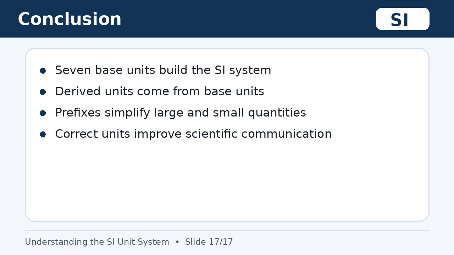The International System of Units provides a universal language for measurement. It is based on 7 base units: the meter, kilogram, second, ampere, Kelvin, mole, and candela. Derived units, such as the Newton, joule, watt, and pascal are constructed from these base units. SI prefixes allow large and small quantities to be written conveniently. Correct use of SI units improves accuracy, prevents confusion, and makes scientific communication possible throughout the world.